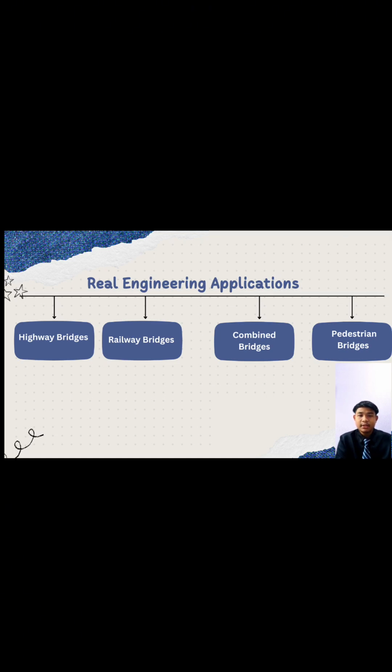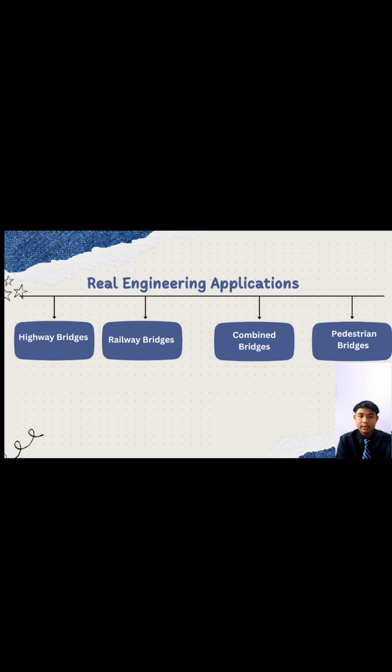Number 3 is combined bridge. Fink truss bridges were sometimes used as combined highway and railway bridges, especially in locations where both types of traffic needed to cross the same waterway or valley. For the last is pedestrian bridge.